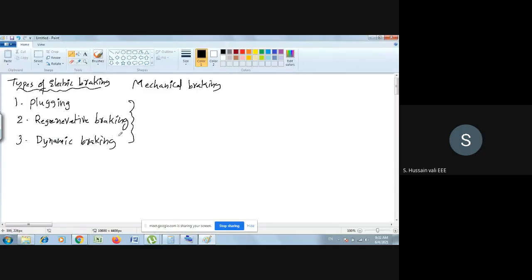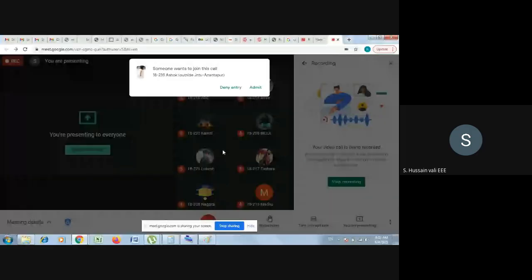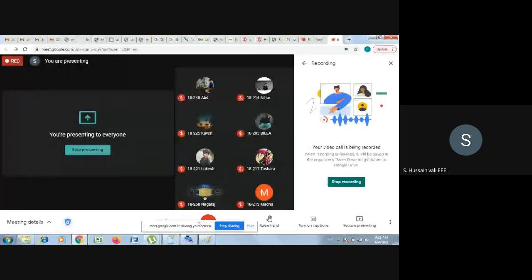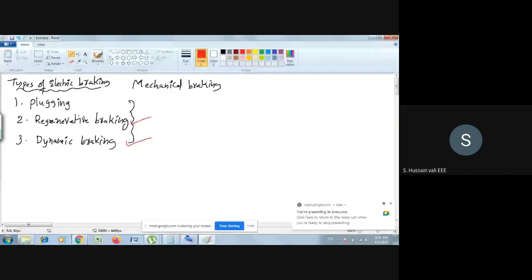As of now, I think we have come across regenerative braking. We have come across dynamic braking also, in the previous classes. So first, I will revise these two, then we'll go to the first one, that is plugging. So what is regenerative braking? If you recall, what is regenerative braking?